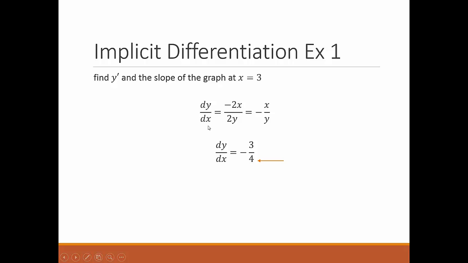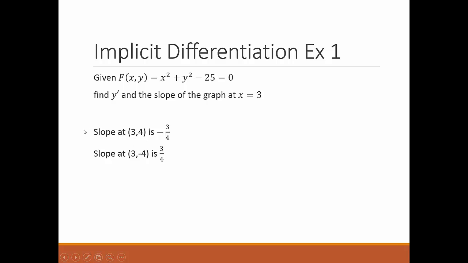First, let's look at our dy dx, where our y is going to be the positive 4, and then we'll plug in the negative 4. So what happens here is we had two dy dx's. We have the slope at x equals 3 and 4 is negative 3/4. We have the slope at 3 and negative 4 is 3/4. So we have two different slopes.